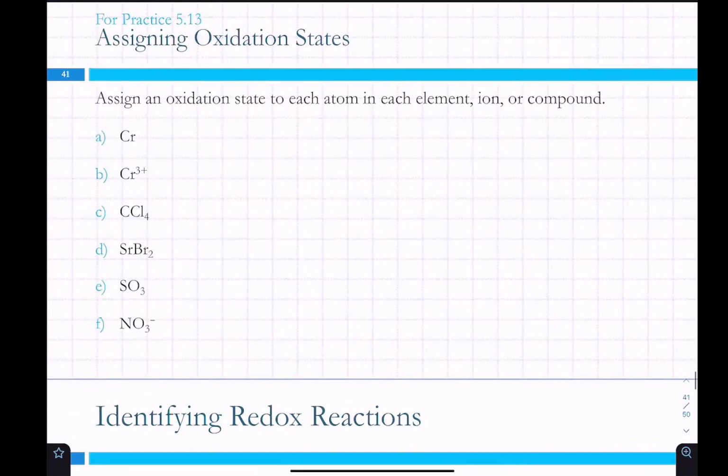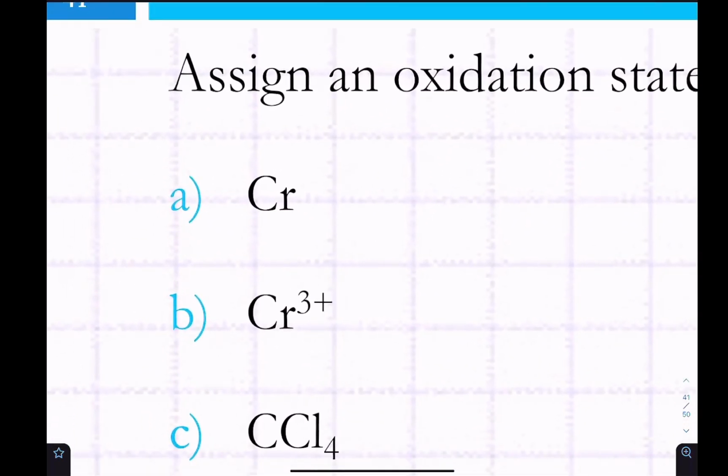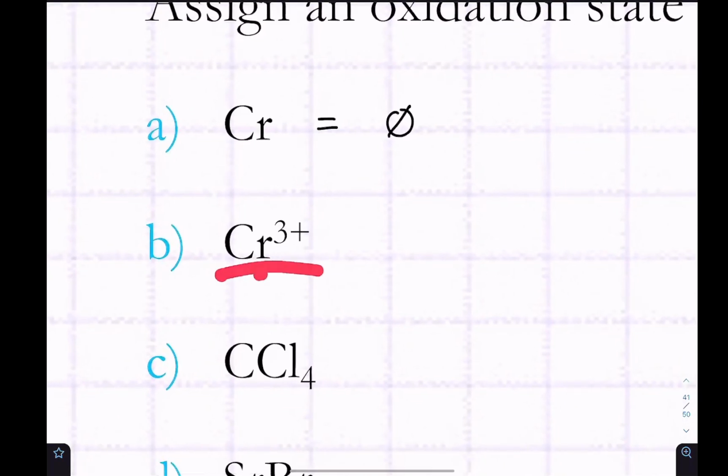I know it's a bunch of rules. So, what is the oxidation state here for chromium? Just 0. So this would be elemental chromium. Right? It doesn't have a charge, so it's chromium by itself. That's the other way that you know that something is an element. It's by itself without a charge. How about B? Chromium 3+.